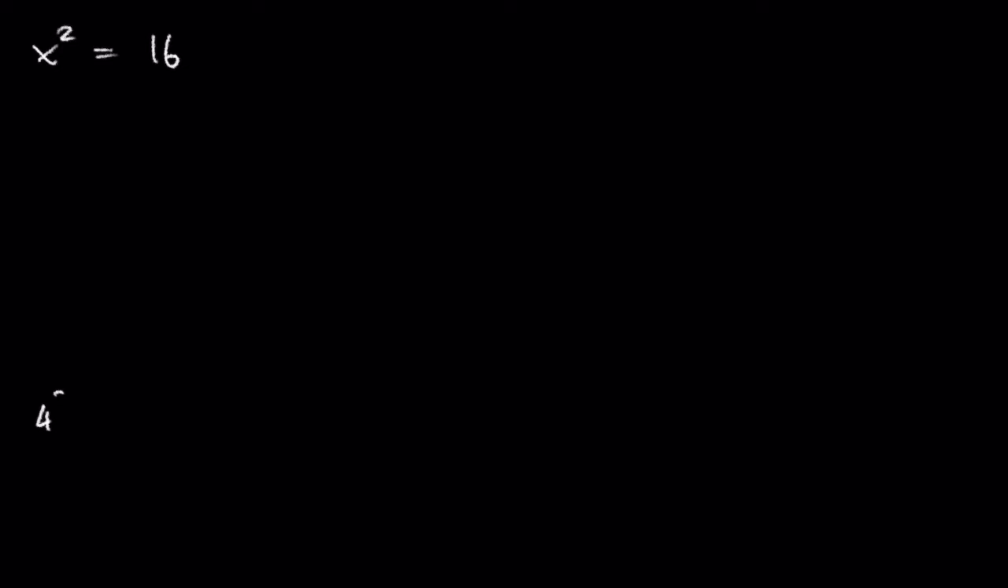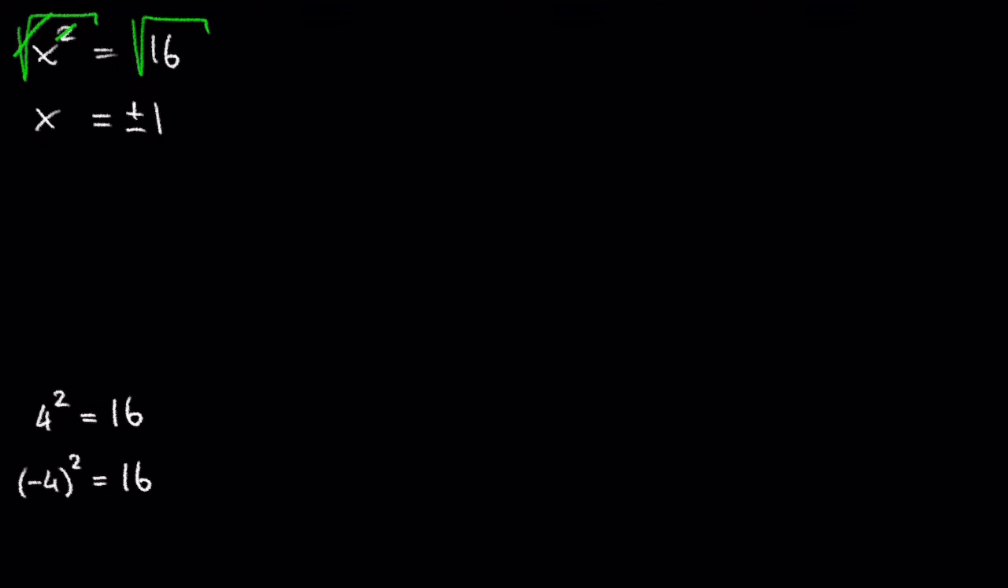4 squared is 16 and negative 4 squared is also 16. If you want to form a rule, you can take the square root on both sides of the equation. So the square root of x squared is x. And on the right hand side we get the plus minus square root of 16, which is 4 and negative 4.